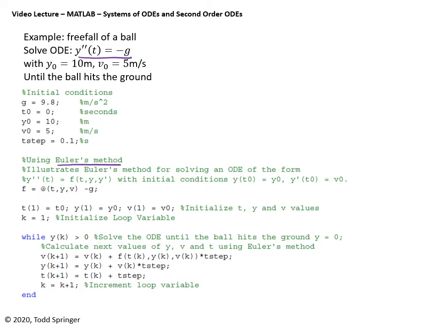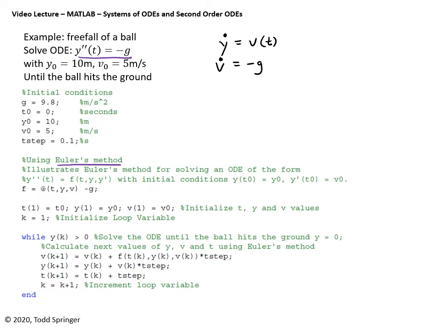Okay, so remember, what does my system of equations look like? It looks like y dot is equal to v of t, right? And v dot is equal to minus g. Okay. So what I did here, let's go through the code. The first part is just defining all of the variables.